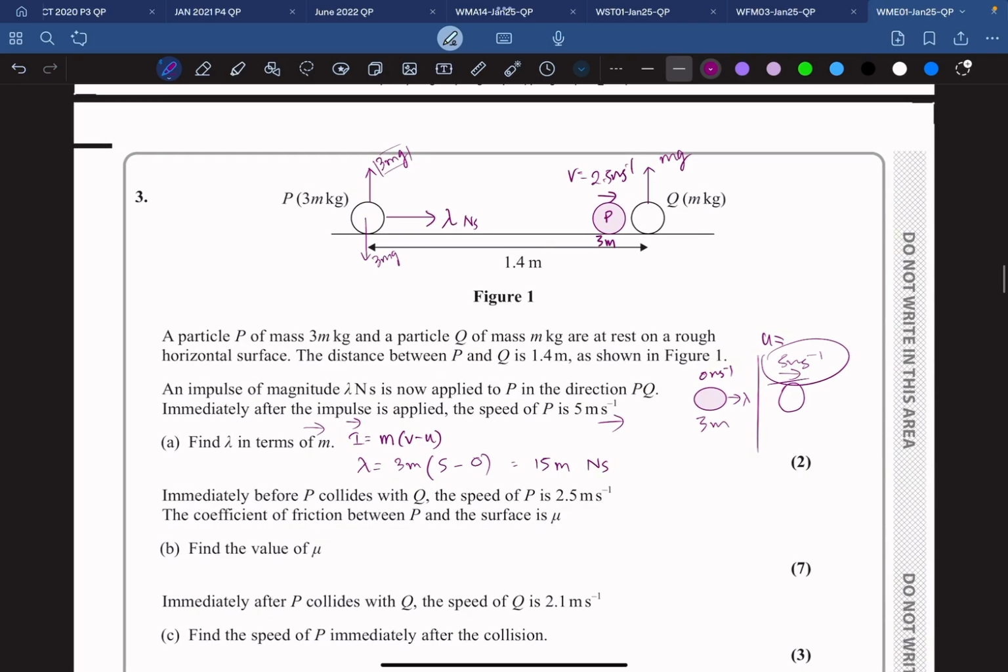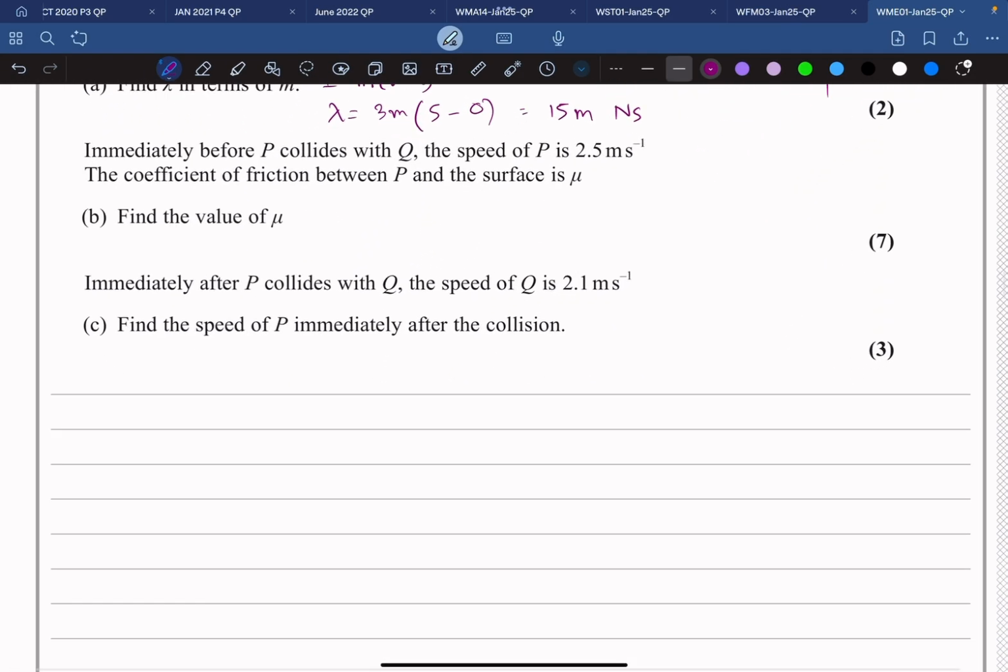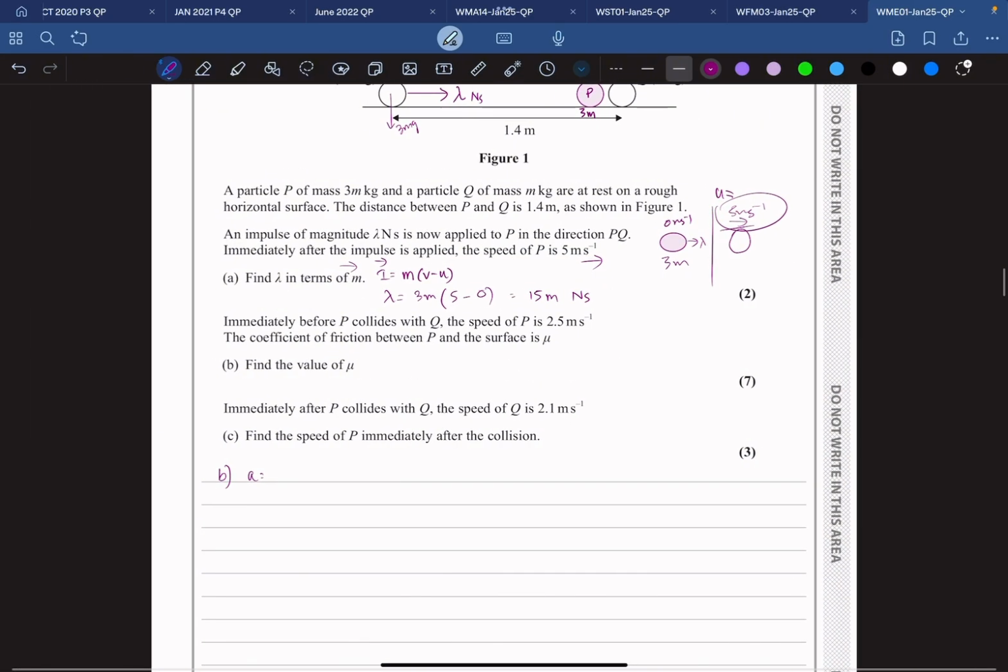And we're going to have to work out the acceleration, or the deceleration in this case, but you know what I mean. Acceleration is going to come out negative. Let's do that first. For b, let's find out the acceleration. That's going to be v minus u by t, but we don't actually have t. What we have is the distance. It travels 1.4 meters, and it decelerates from 5 meters per second to 2.5 meters per second. So we have u and v and s.